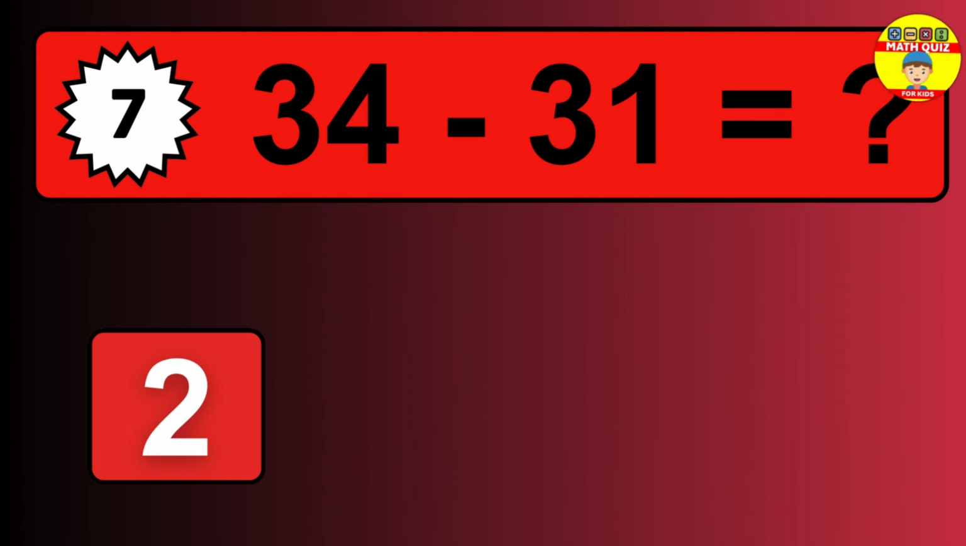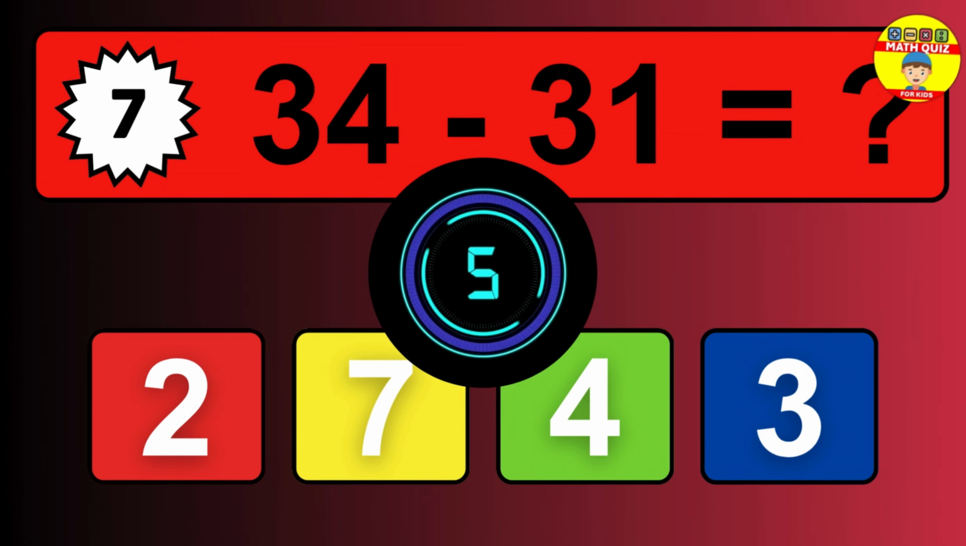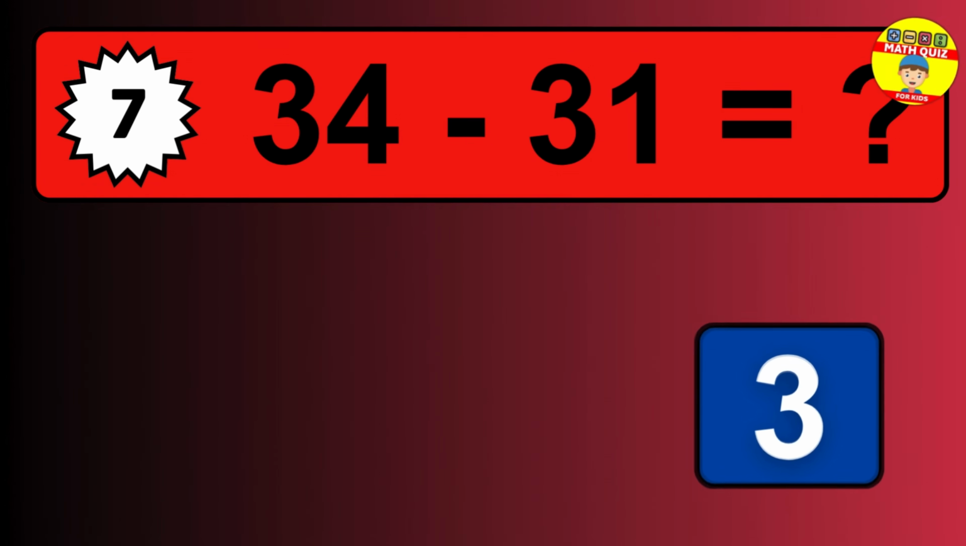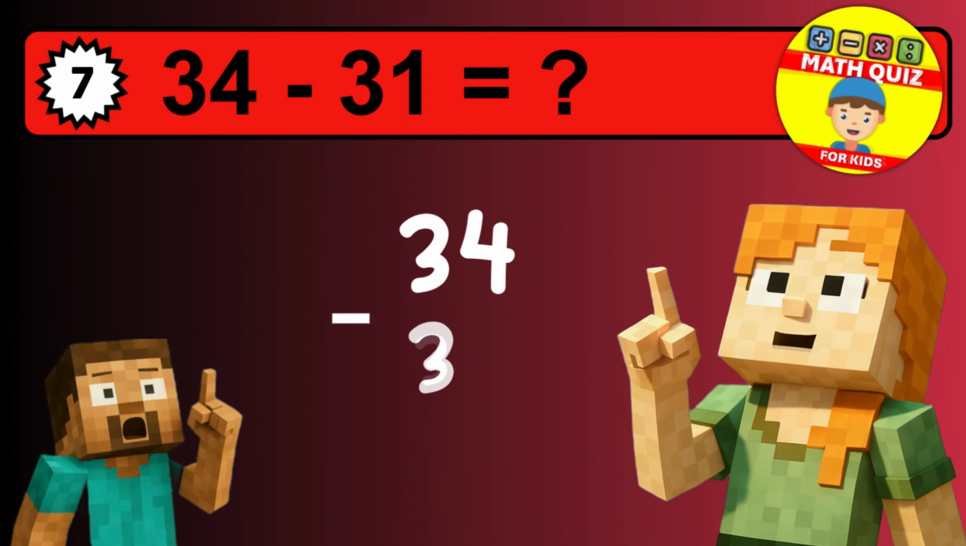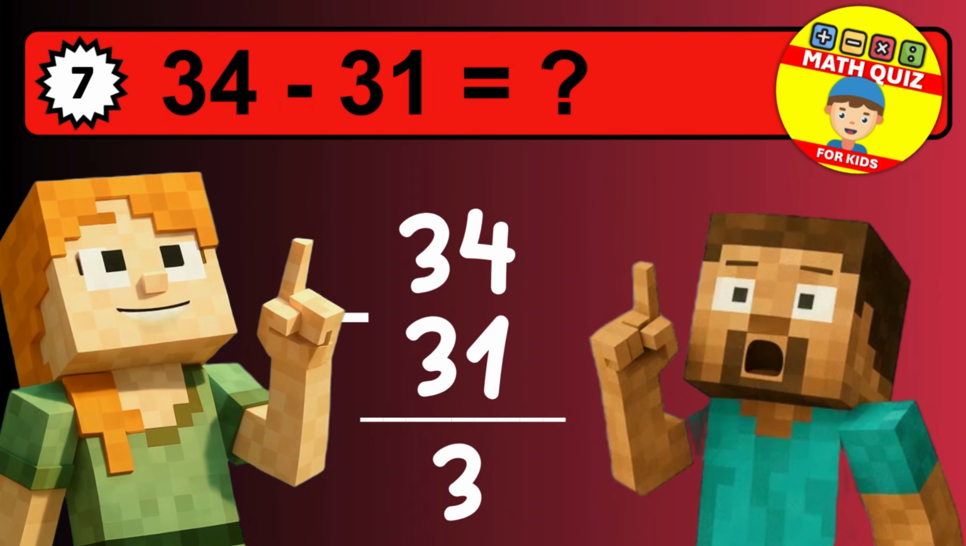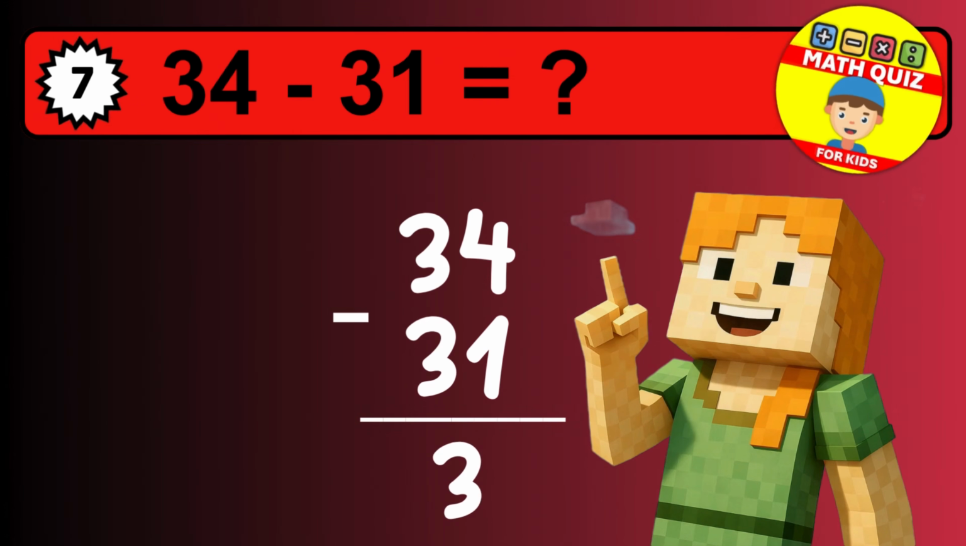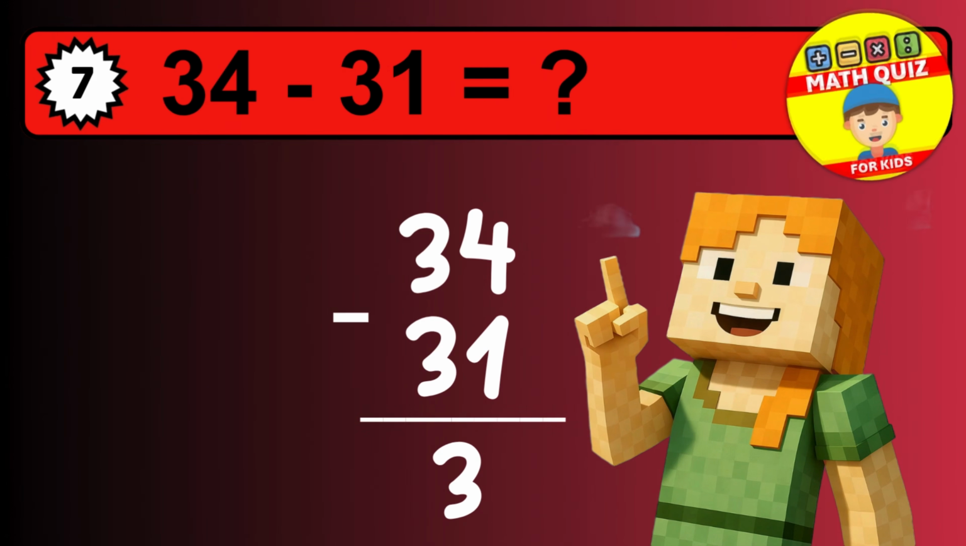What is 34 minus 31? Time to think. Let's solve this step by step. We start with the units. 4 minus 1 is 3. Then we go to the tens. 3 minus 3 is 0. The final answer is 3.